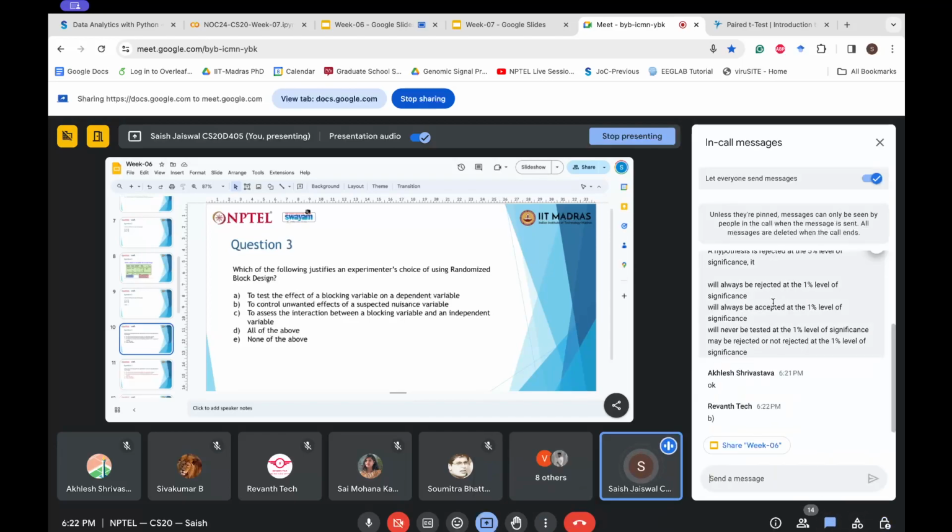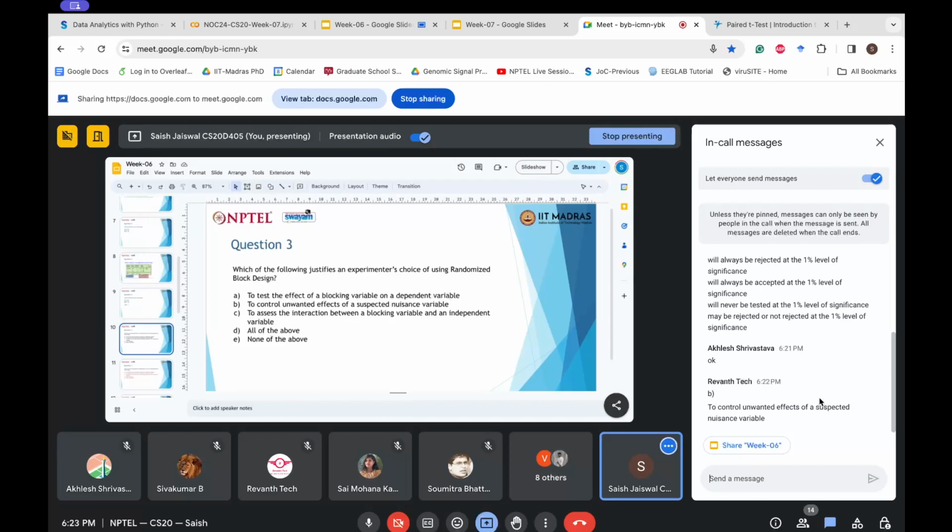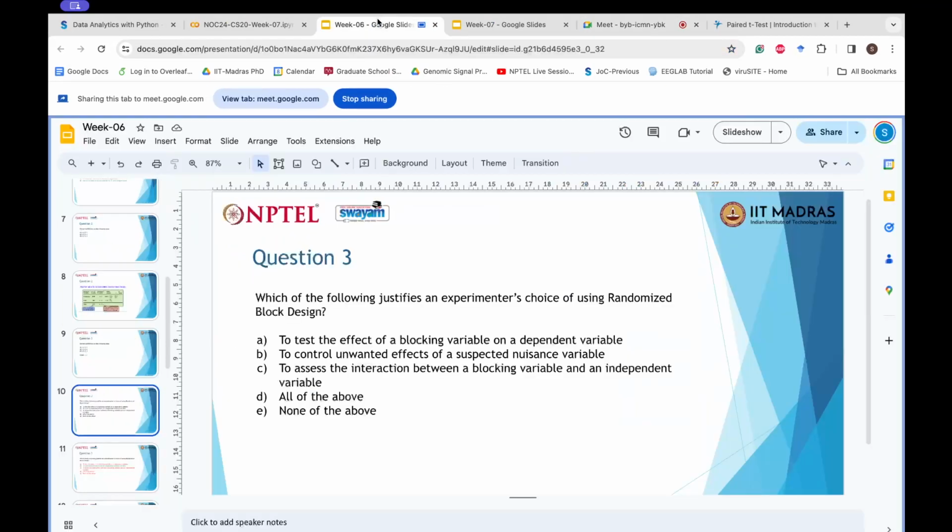Okay, one answer so far. What about the others? Why were we using randomized block design? Okay, what about the others? Did you get that? Okay, let me just go to the answer.